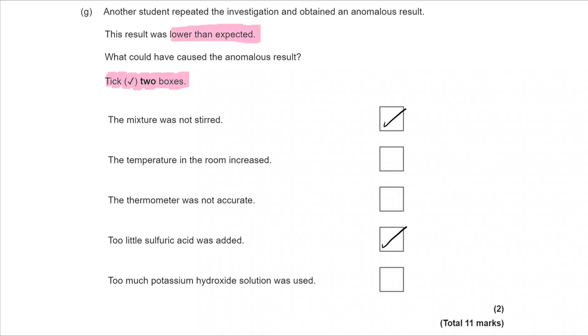In terms of the correct answers, the mixture was not stirred, and too little sulfuric acid was added. Both of those would lead to a lower than expected result. Higher temperature would lead to a higher than expected value, as would adding too much of the potassium hydroxide. And the thermometer not being accurate, well, it would be systematic all the way through.